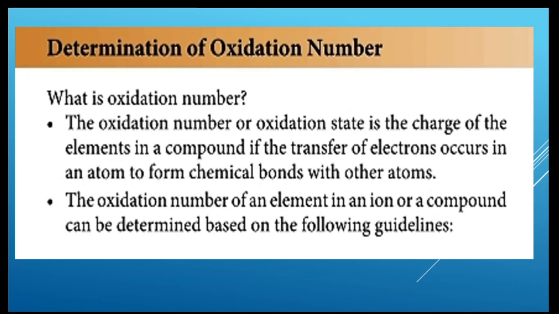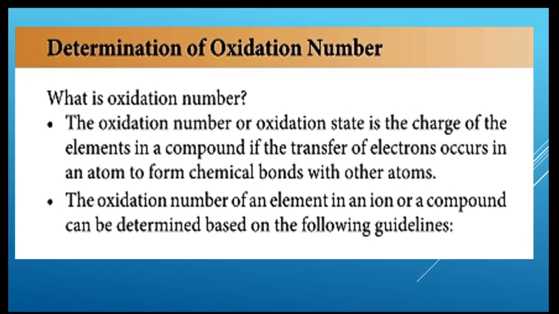Determination of oxidation number. What is oxidation number? The oxidation number or oxidation state is the charge of the element in a compound if the transfer of electron occurs in an atom to form a chemical bond with another atom. So remember, oxidation number is its charge. For example, positive 2, positive 3, negative 1.